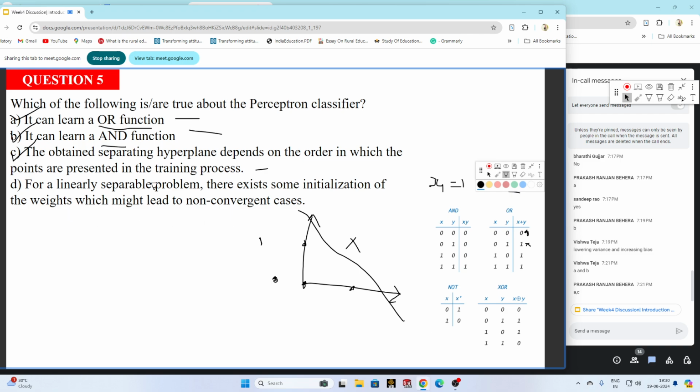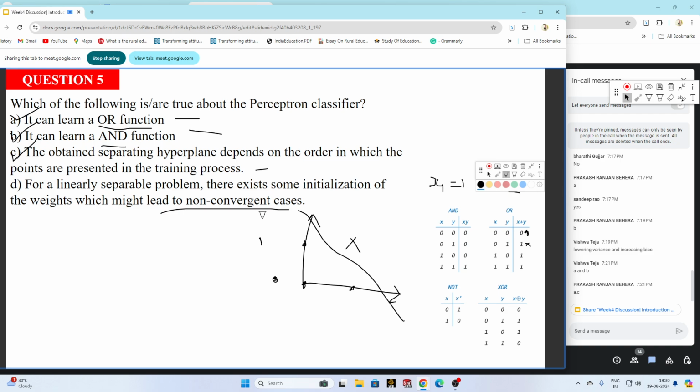For a linearly separable problem, there exists some initialization of weight which might lead to non-convergent cases. Okay, so there is no weight that can lead to non-convergent cases. Whatever weight we have, our perceptron learning algorithm will modify the weight again and again, so that there will be no misclassified point. That is how the perceptron learning algorithm works. That is why D is incorrect.